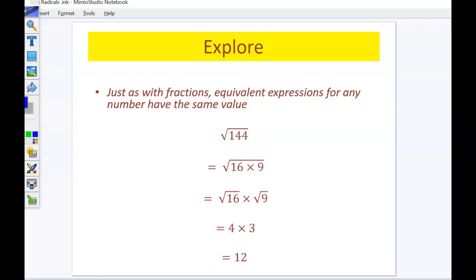Just as with fractions, equivalent expressions for any number have the same value. So for example, the square root of 144 is equal to the square root of 16 times 9, which is really root 16 times root 9, which is 4 times 3, which is 12.